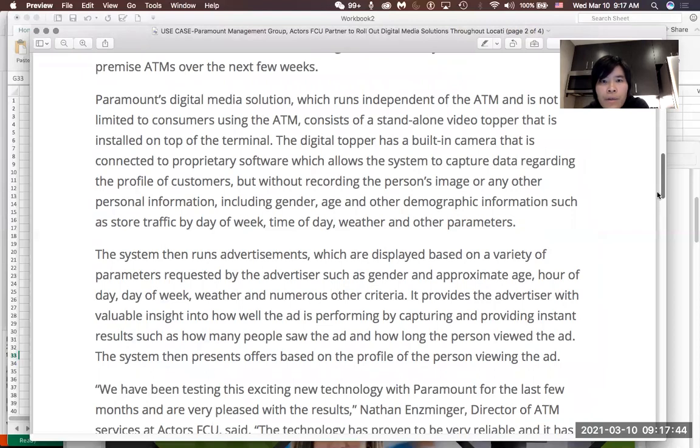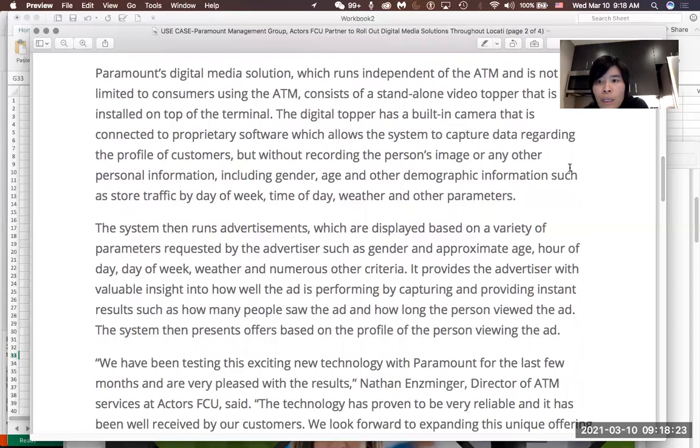Okay. So, for example, imagine it will have a standalone video topper, which we just talked about, so they can show the advertisement. It also says it has a built-in camera that's connected to proprietary software, which allows the system to capture the data regarding the profile of the customer, but without recording the person's image or other personal information, including gender, age, and other demographic information, such as traffic stored by day of week, time of day, weather, and other parameters. So what do they use this for?